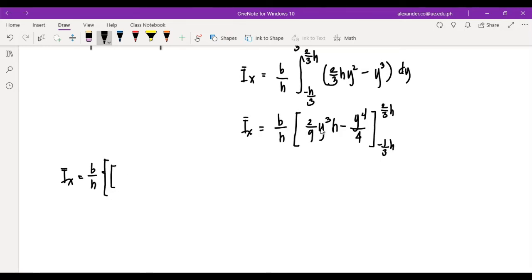2 over 9, so y cubed will be 2 thirds h. So that's it, 2 over 9 times 2 thirds h raised to 3 times h minus... I hope you follow; you should have finished calculus to understand this. 2 thirds h over 4. That's the upper limit, minus the lower limit. Just replace all y with negative 1 third h.